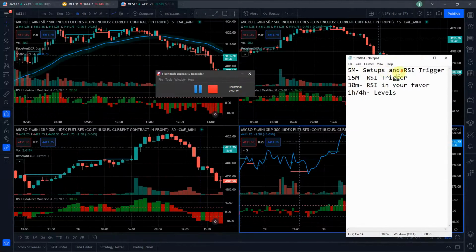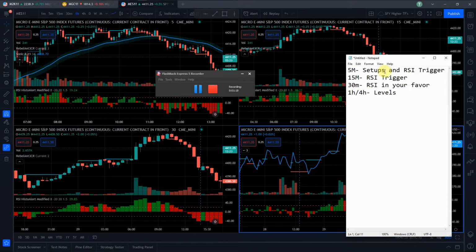So without going through an example just yet, these are what I'm looking for on every time frame. On the 5-minute, I'm looking for my setups and an RSI trigger. What is a setup? If you look at my last, I believe 2 videos ago, I had a checklist video. That checklist is what a setup is to me.